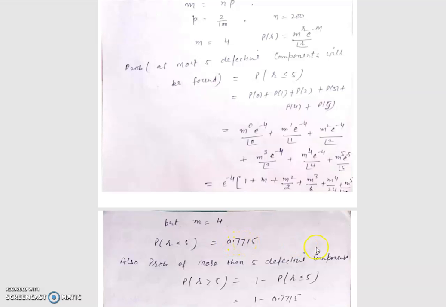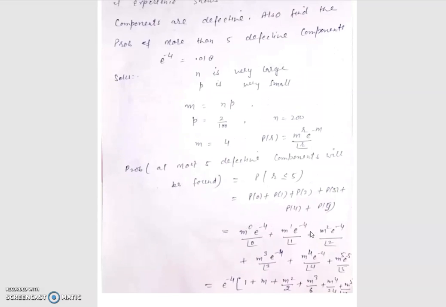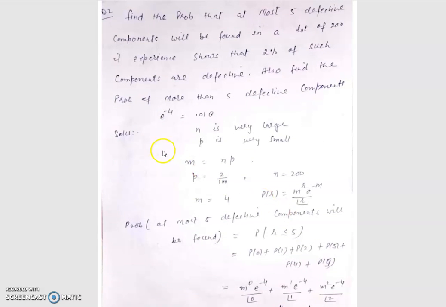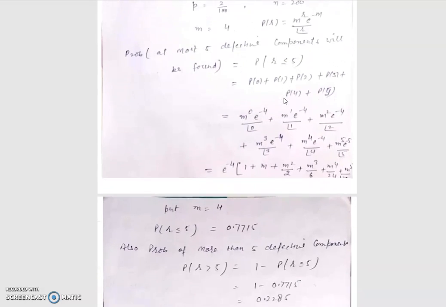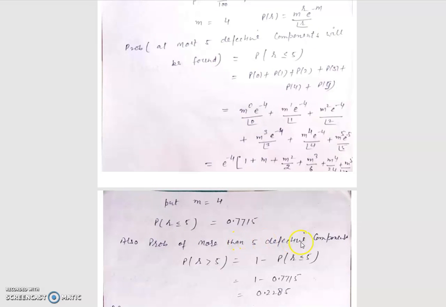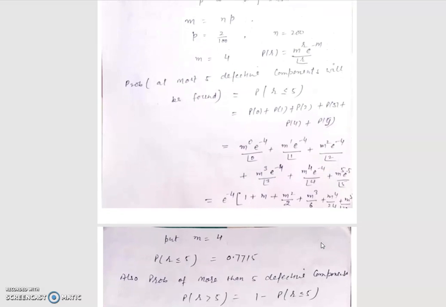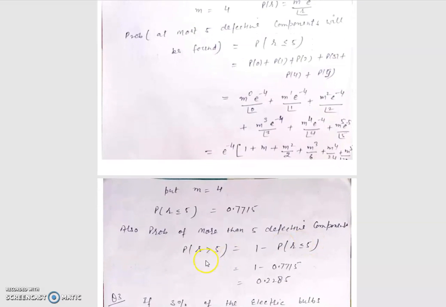Therefore, here we have two parts. The first part is to find the probability of at most 5 defective components, and in the second part we have to find the probability of more than 5 defective components. Here n is 200. So how can we find more than 5 defective components?